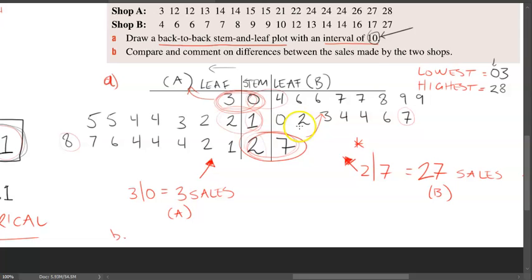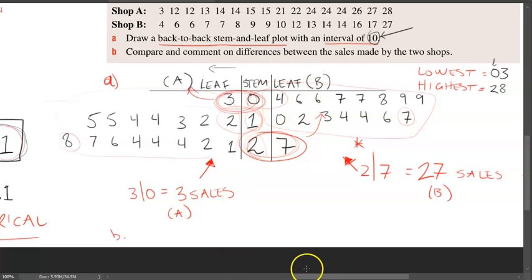You could make the assumption that shop A is more popular in regards to their sales because most of their numbers are within a higher chunk as opposed to shop B, which is in a lower chunk. That's safe to say as well.